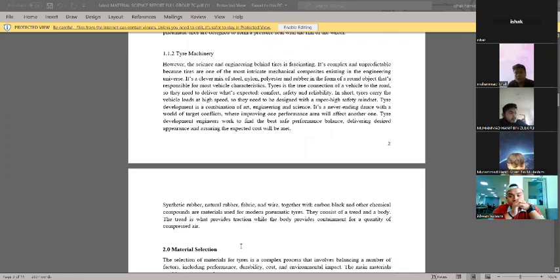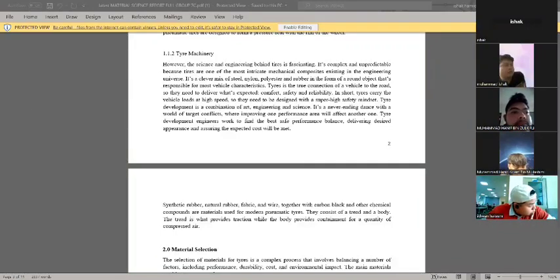In a simple way, tires carry a vehicle's load, so they need to be designed with a super high safety mindset. A tire is a combination of art, engineering, and science. It's a never-ending dance with a world of target conflicts. However, tire development engineers work to find the best performance, such as balance, delivery, and desired appearance, while ensuring the expected cost will be met.